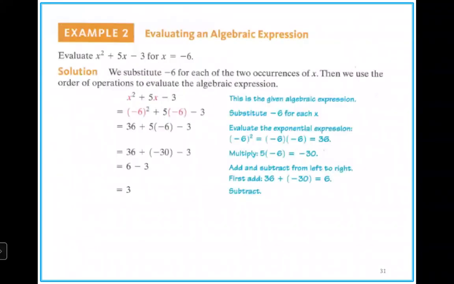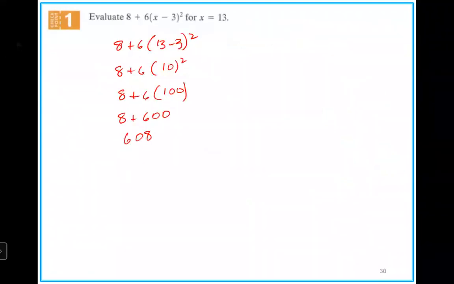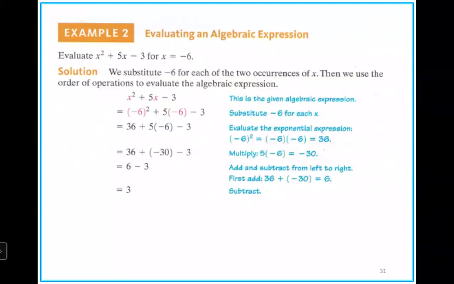All right, okay, we have another example. All right, so the only difference with this example here now is that you have the variable appearing more than once. In the other example, we only had the variable appearing once in the question, but here you have the variable appearing multiple times. So this time the variable is equal to -6. So you're going to substitute the -6 in place of the x.